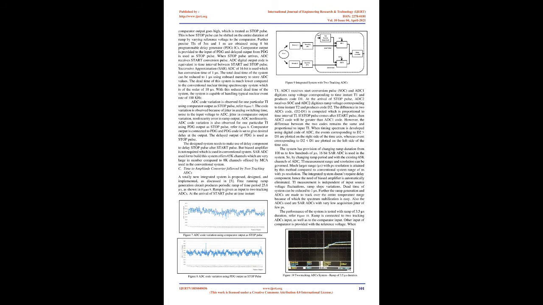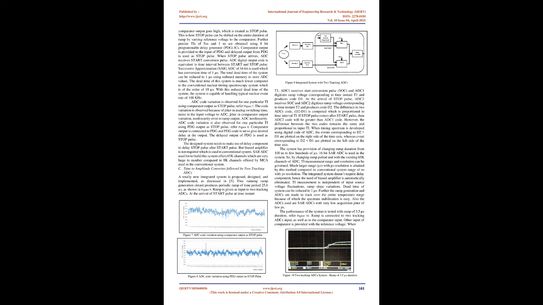At the arrival of start pulse at time instant T1, ADC1 receives start conversion pulse, SOC, and ADC1 digitizes ramp voltage corresponding to time instant T1 and produces code D1. At the arrival of stop pulse, ADC2 receives SOC and ADC2 digitizes ramp voltage corresponding to time instant T2 and produces code D2. The difference in two ADCs code, D2 - D1, is computed, which is proportional to time interval Ti.